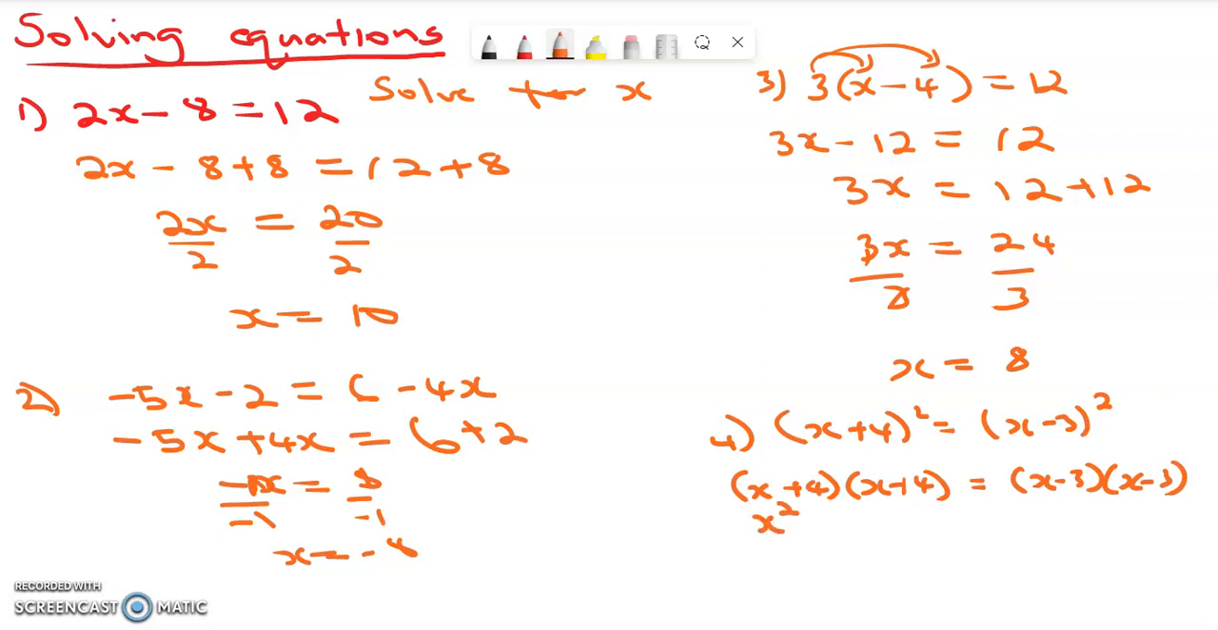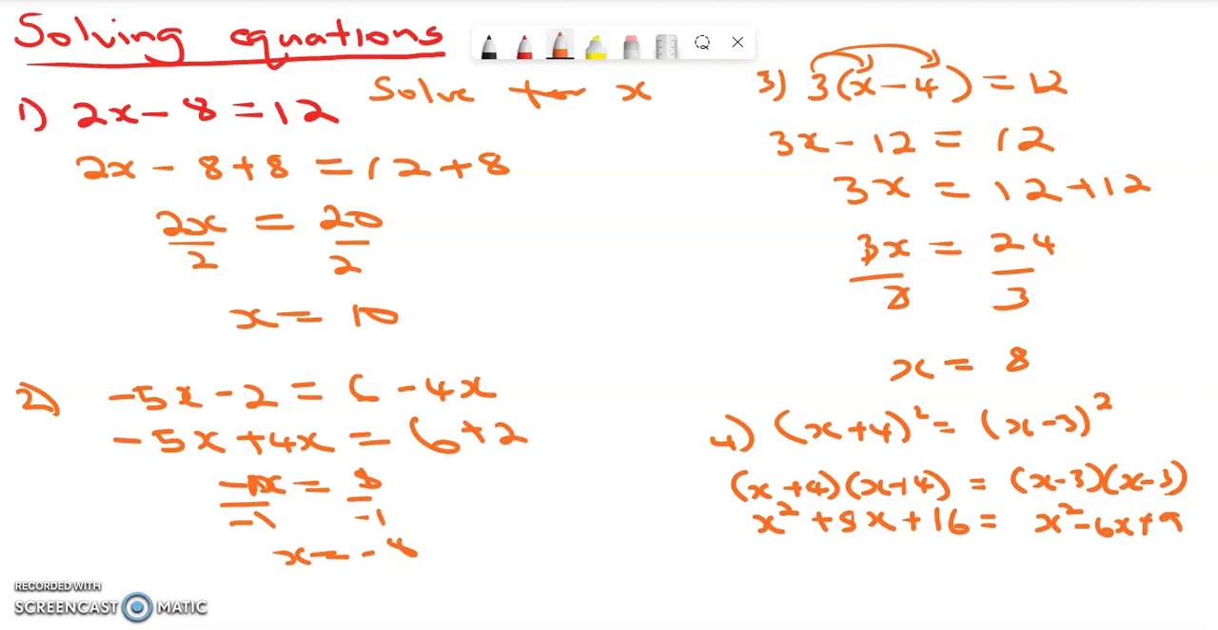So this will be x squared plus 4x plus 4x, which is 8x. 4 times 4, it would give us 16, equals to x times x is x squared, x times negative 3, negative 3x, negative 3 times x, it's negative 3x. So it's negative 3x minus 3x, which is negative 6x. Then a negative 3 times negative 3, it's positive 9.